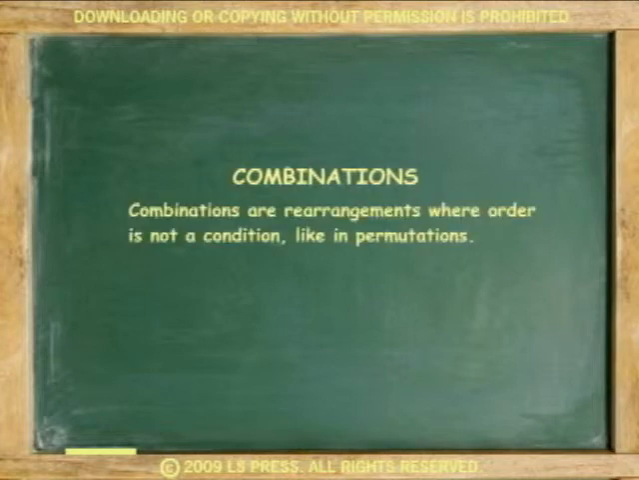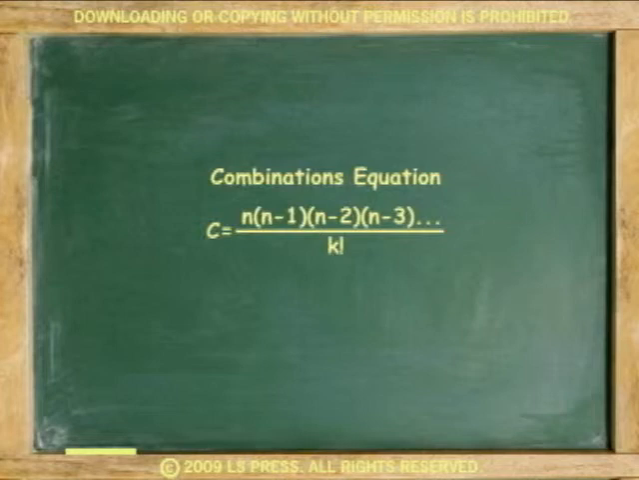The next topic is combinations. Now, if order in selection is important, then permutation is the way to solve a problem. But if order is not important, then the equation for combinations can be used. The equation for combinations is equal to n times n minus 1 times n minus 2 times n minus 3, and so on, all of it over k factorial.